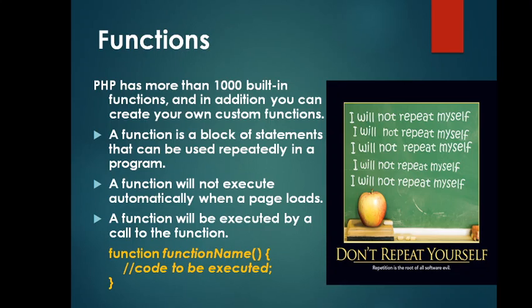So a function will not execute automatically when a page loads, but a function will be executed by a call to that function. So here we can see the syntax for a function. We start by declaring the function keyword, then your function name with the open and closed brackets, and then you open up your curly braces, and then inside your curly braces you will have your function code block. Okay, so now let's take a look at an example of how we would declare our own custom function.